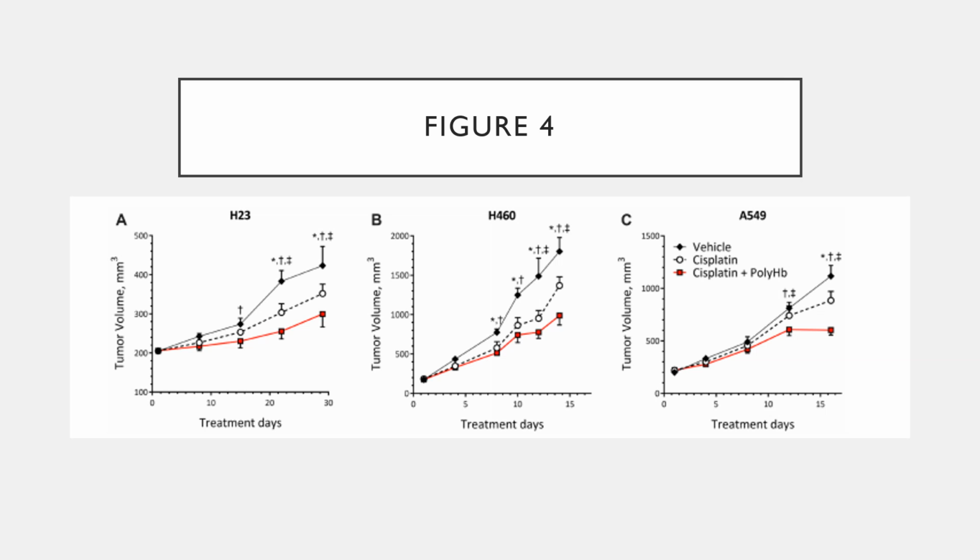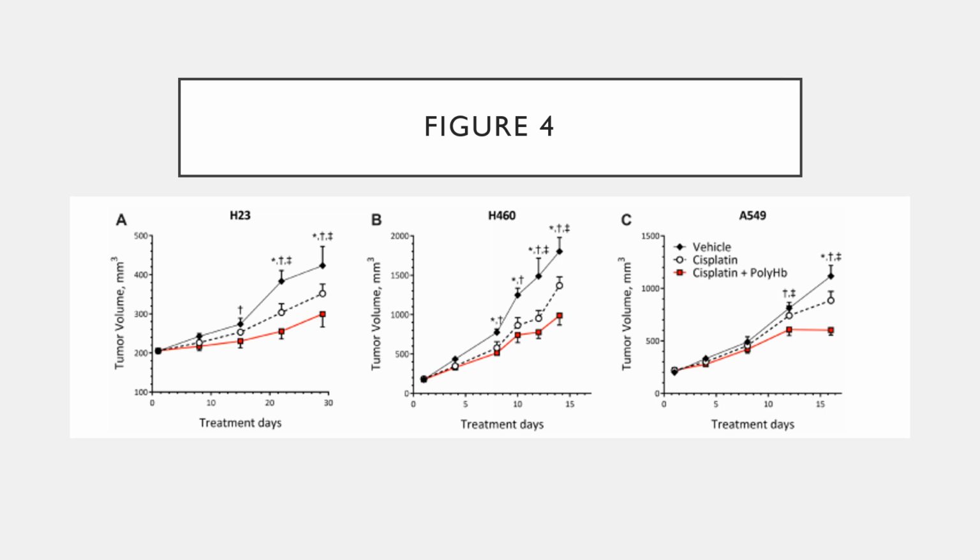We can also see a significantly smaller tumor growth in the H460 tumors that were treated with cisplatin and cisplatin in combination with polymerized hemoglobin on the 8th and the 10th days in comparison to the vehicle control, or 0.9 saline. Also, on the 12th and the 14th day, the tumor that was treated with cisplatin in combination with polymerized hemoglobin was significantly smaller than the other two treatment groups, with the cisplatin treated group coming in second.